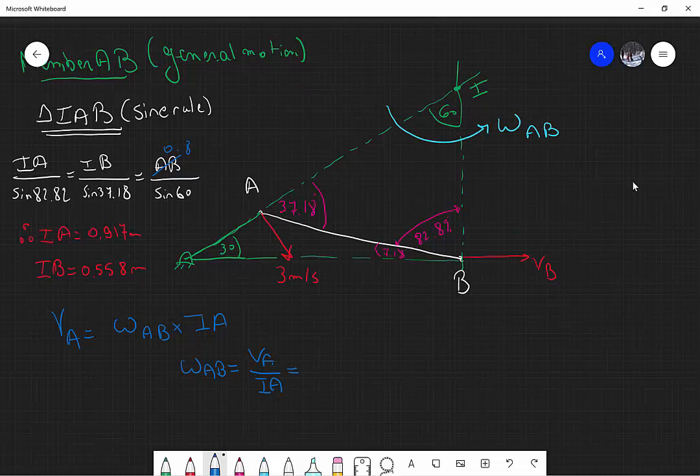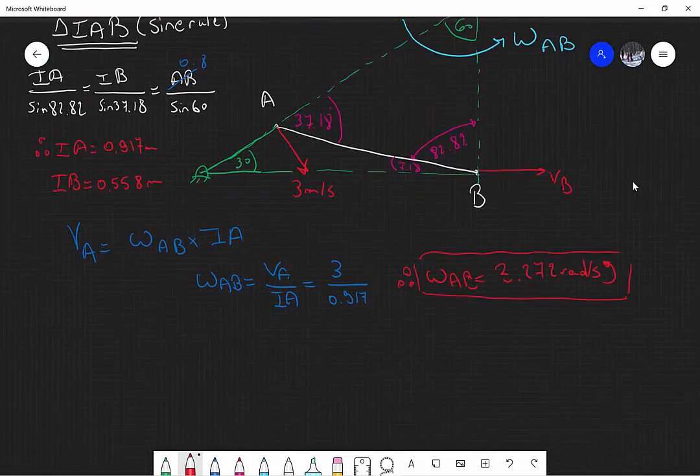VA equals 3 meter per second, IA equals 0.917. Therefore omega AB equals 3.272 radian per second as SI units, and it rotates counterclockwise. The final thing, now we can get the VB.